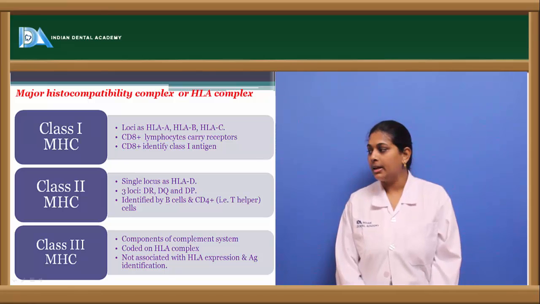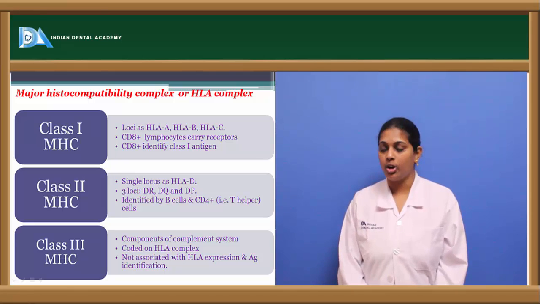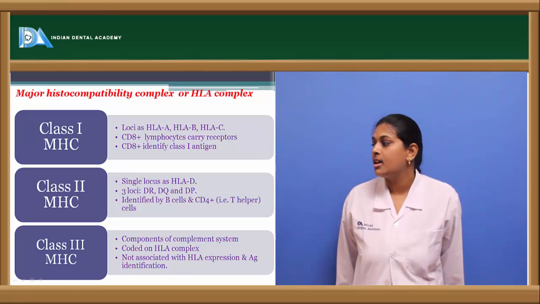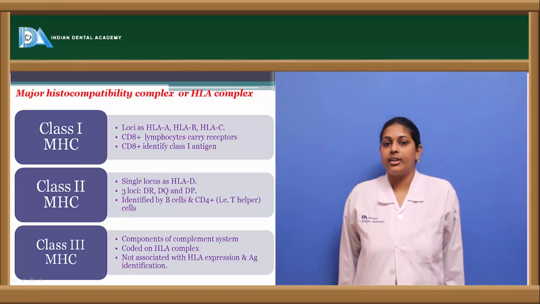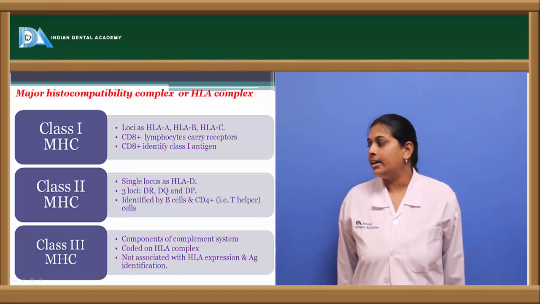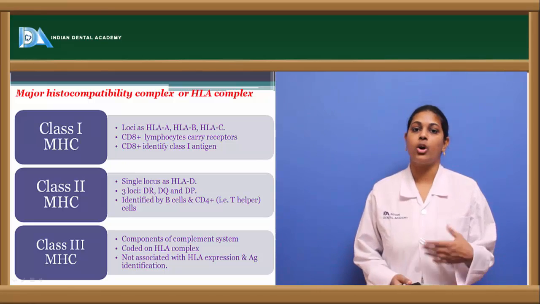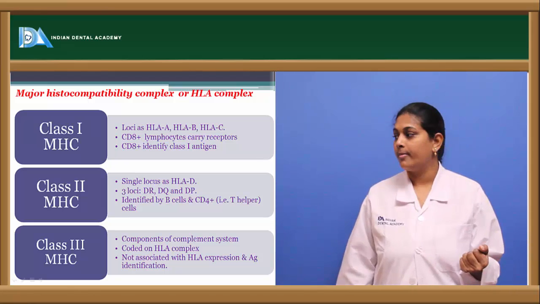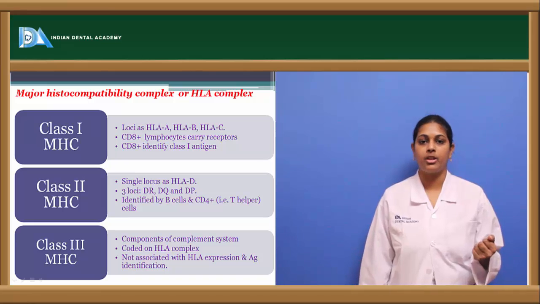Coming to class 3 MHC factors, they are the components of the complement system, that is, they cause the activation of the complement cascade, which usually helps in destroying the formed antigen-antibody complexes. They are coded within the HLA complex, but they are not actually associated with HLA expression and antigen identification. Rather, they cause direct destruction by activating the complement cascade. This is what a major histocompatibility complex is.